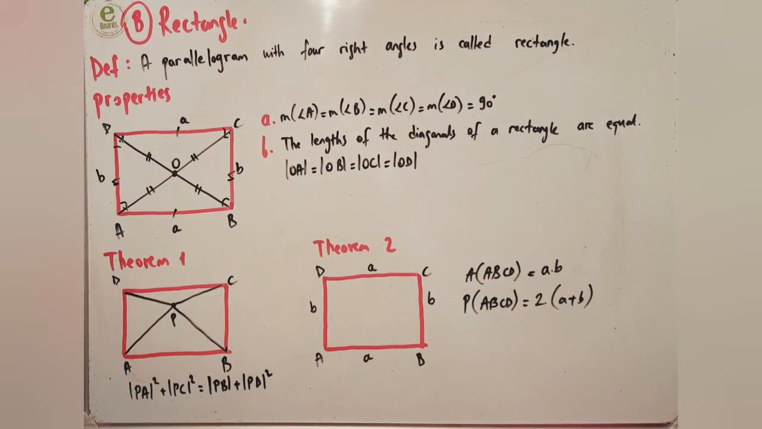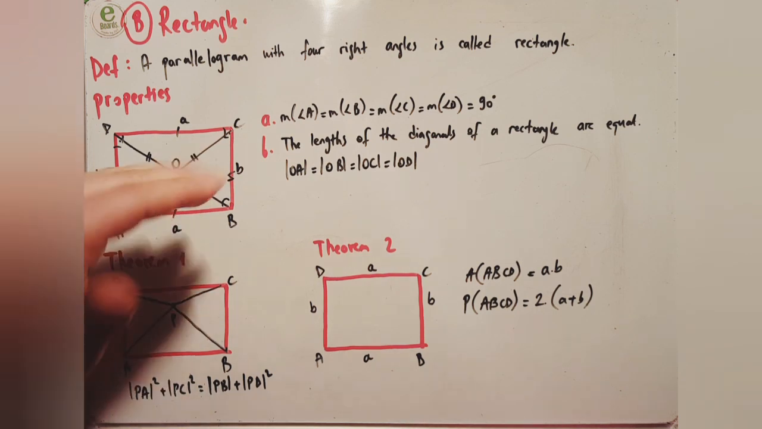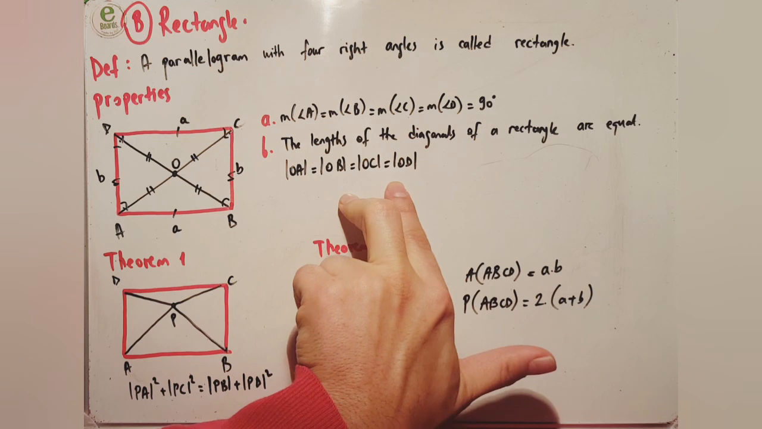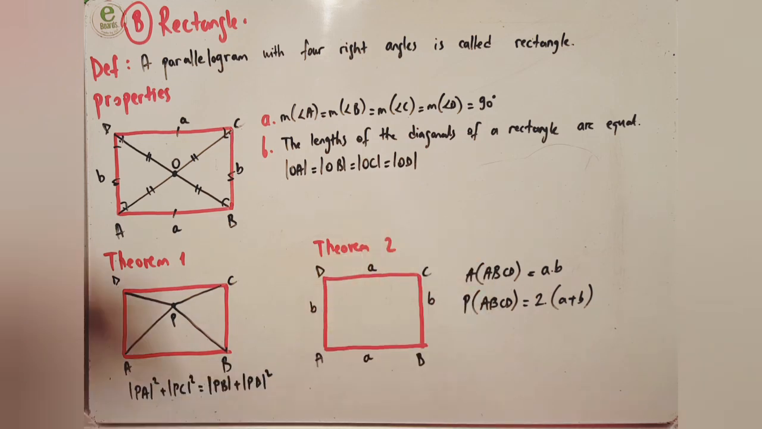And the second property says the lengths of the diagonals of a rectangle are equal. OA is equal to OB is equal to OC is equal to OD. So we can say the opposite angles are also equal, like a parallelogram. For theorem 1, P is any interior point inside a rectangle. So the square of PA plus the square of PC is equal to the square of PB plus the square of PD.